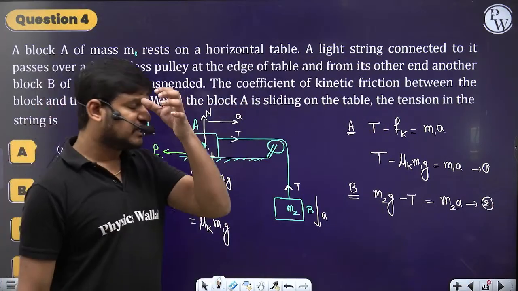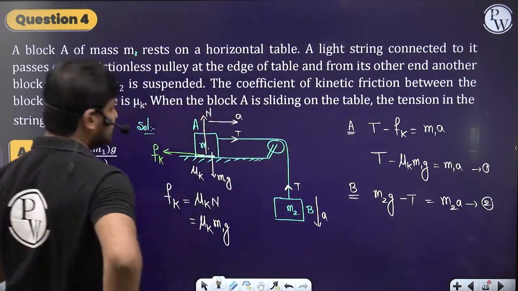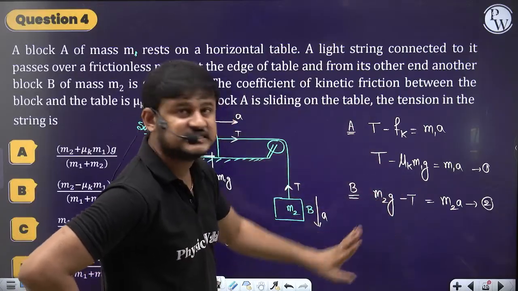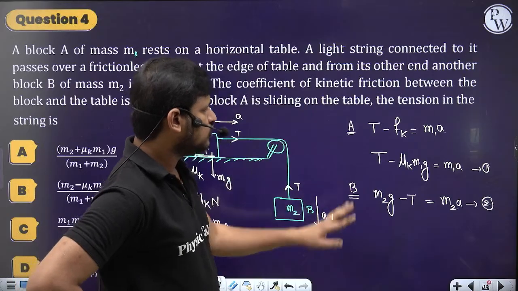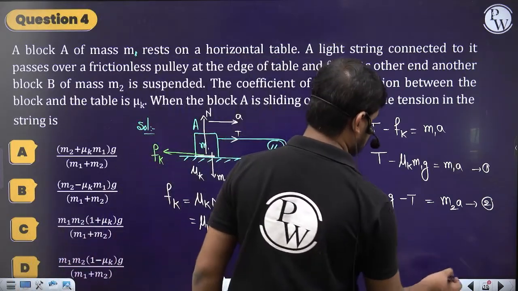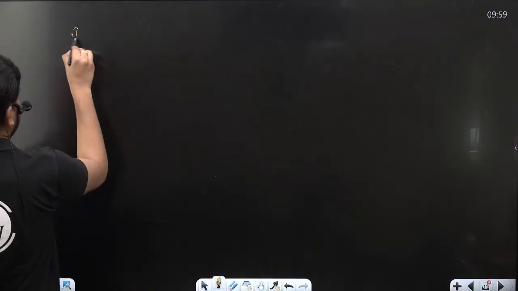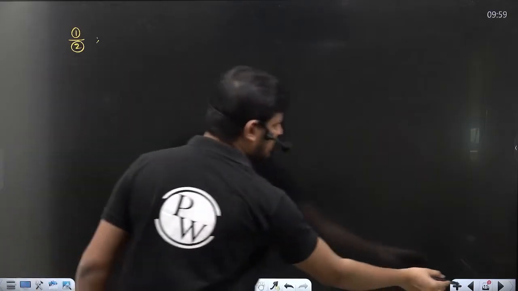See here, in the given question they are saying find the tension in the string. If you add these two equations, the tension gets cancelled. Don't do that. Here maths plays the role. So let's divide equation 1 by equation 2. What is the equation 1 we have got?